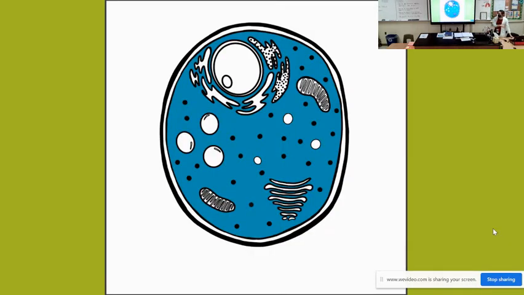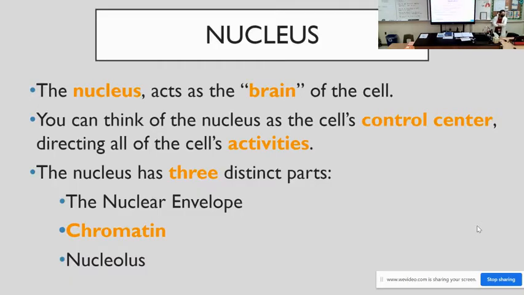Okay, so that fills everything within the cell membrane, and your organelles are throughout. Then the nucleus, getting into organelles now. The nucleus is sometimes considered the brain of the cell because it holds the DNA and the directions for the cell to carry out its specific functions.